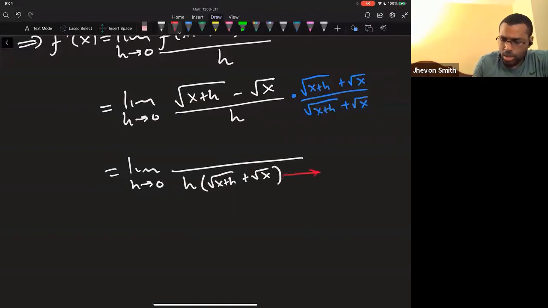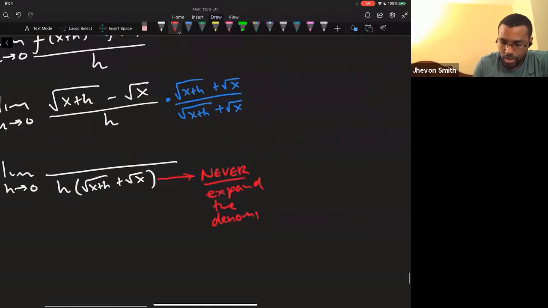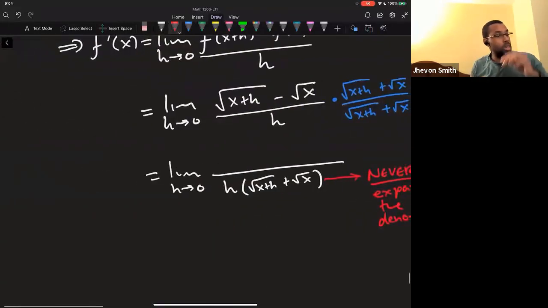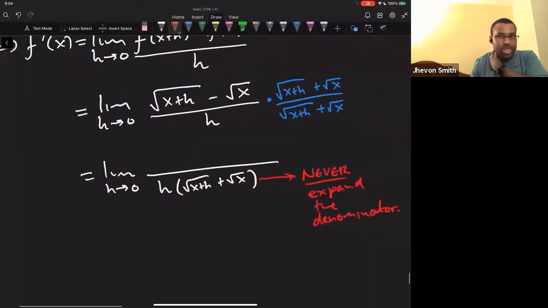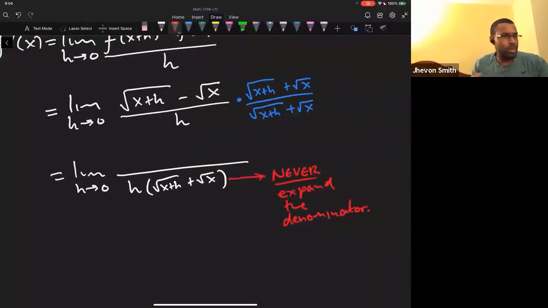Rookie mistake students always do is expand the denominator. Never expand the denominator. You always want your denominator factored, because that way you can see if stuff will cancel. If you ever expand a denominator, it should only be temporary for the purpose of refactoring it, but it's very rare that that'll even happen. So never expand the denominator.